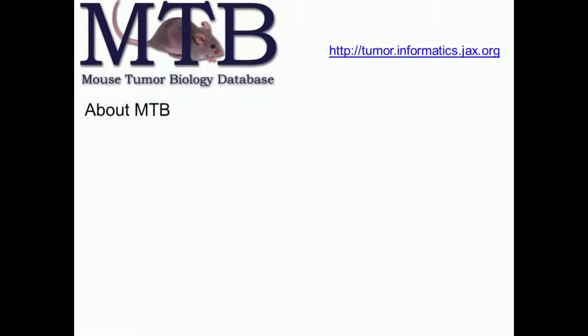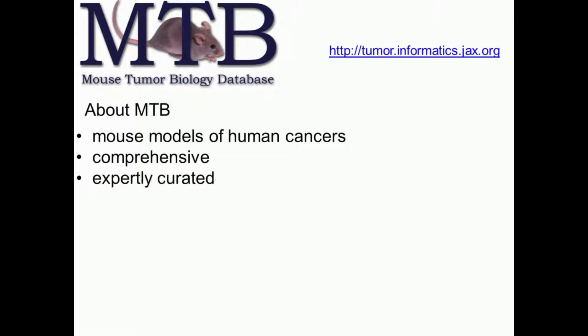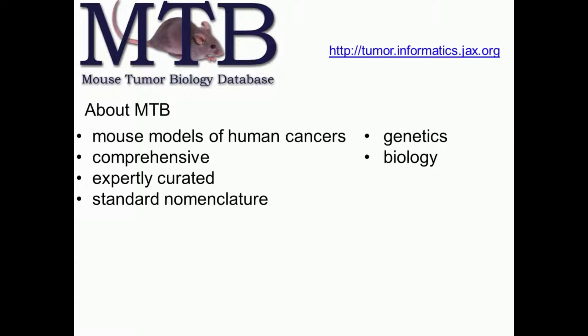Mouse Tumor Biology Database, MTB, is a comprehensive, expertly curated database of mouse models of human cancer and patient-derived xenograft PDX cancer models. MTB follows the standard nomenclature for mouse strains and genes in compliance with the International Committee on Standardized Genetic Nomenclature for Mice. MTB contains detailed information from the published literature and direct submission on tumor genetics, biology, pathology, clinical responses, and enables integrated complex queries of these data.